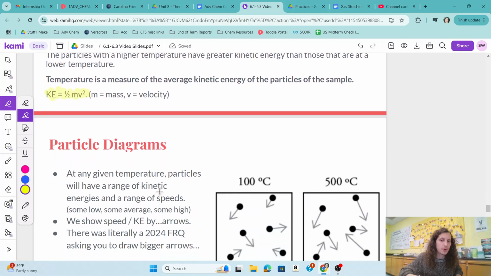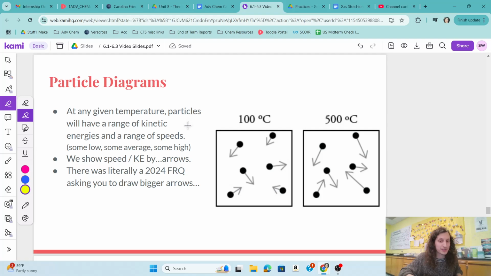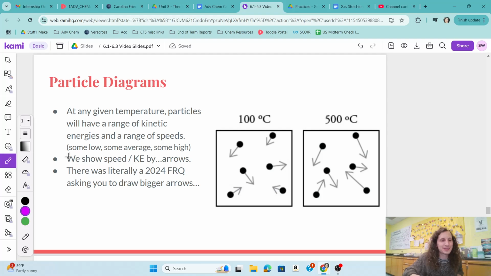Okay, particle diagrams. This is, I promise, like the easiest particle diagram you'll ever do. I really wanted to mention this because the 2024 FRQ last year had this stupidly easy question, and it just boggled my mind that they bothered asking it, but here it is. When you're trying to show on a particle diagram relative kinetic energy, you draw a bigger arrow to show it's moving faster with more kinetic energy at a higher temperature. So here's 100 C, here's 500 C.